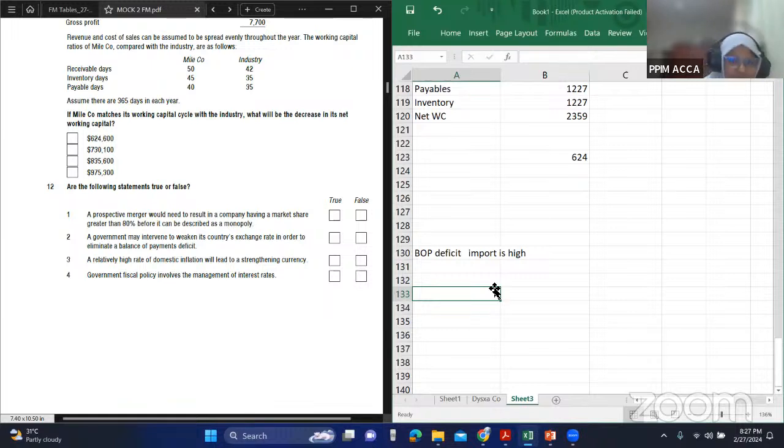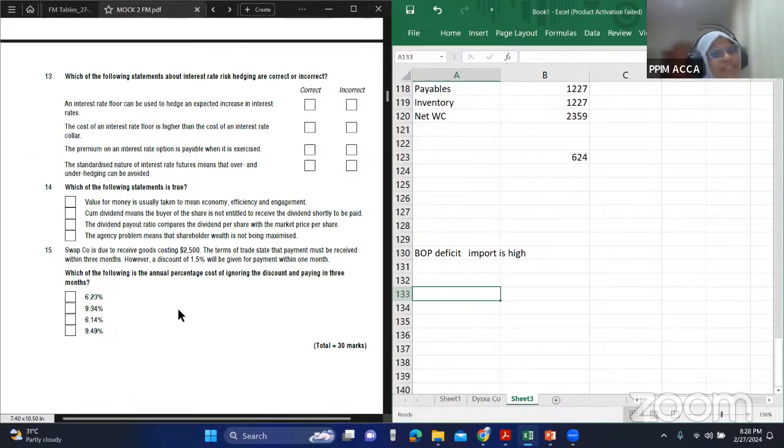A relatively high rate of inflation will lead to a strengthening currency. That is obviously false. If the inflation is high, then the currency will actually weaken. Government fiscal policy involves the management of interest rates. Wrong. That is the monetary policy. Fiscal policy involves taxation and public spending.